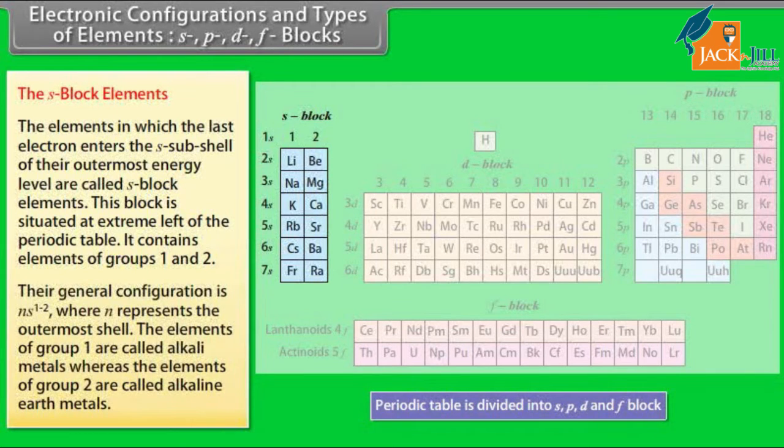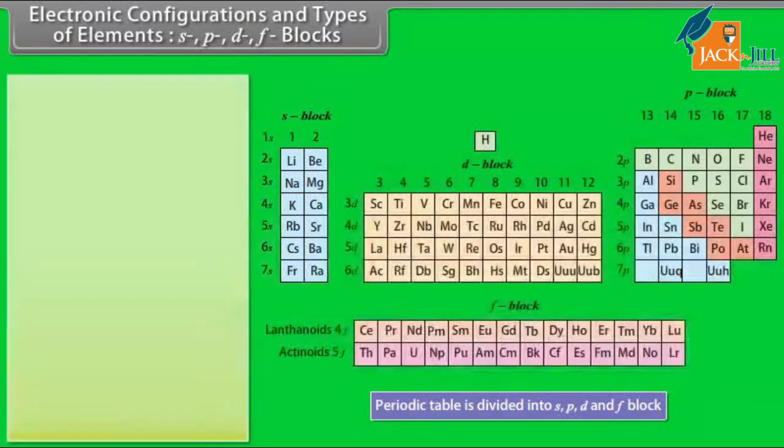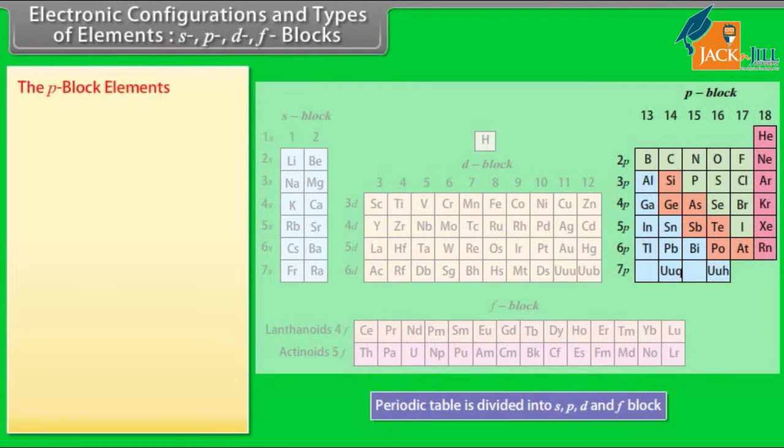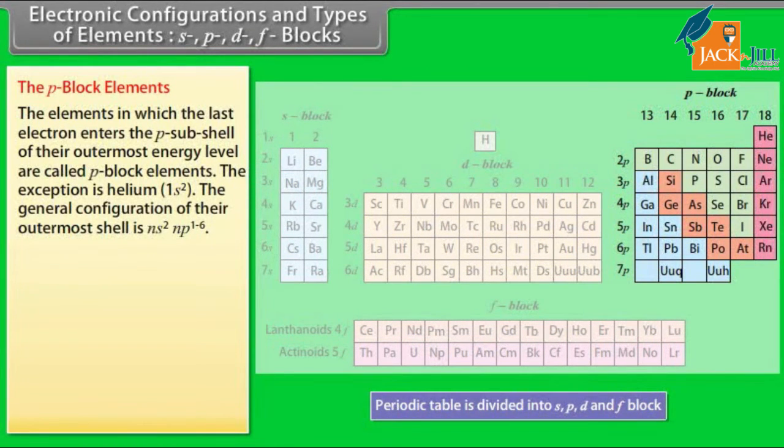Their general configuration is ns, where n represents the outermost shell. The elements of group 1 are called alkali metals, whereas the elements of group 2 are called alkaline earth metals. The p block elements. The elements in which the last electron enters the p subshell of their outermost energy level are called p block elements.